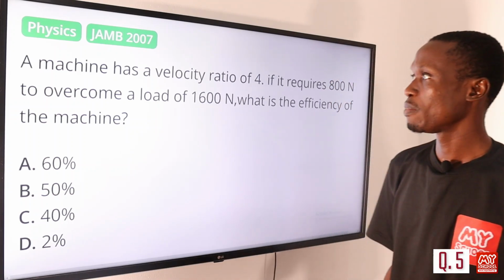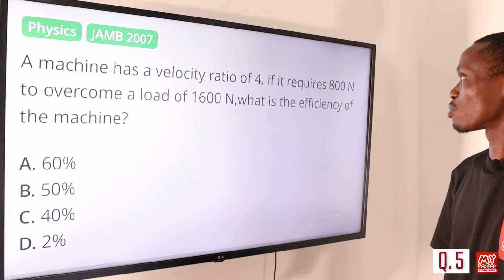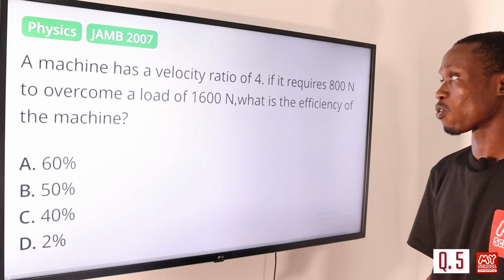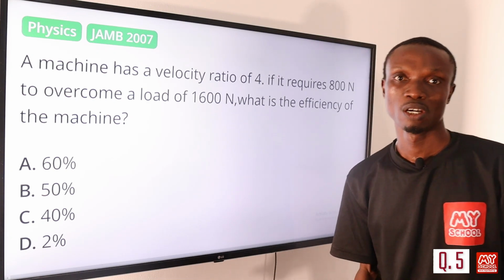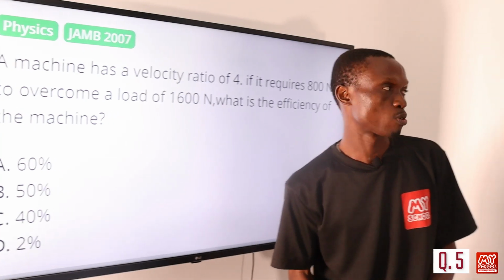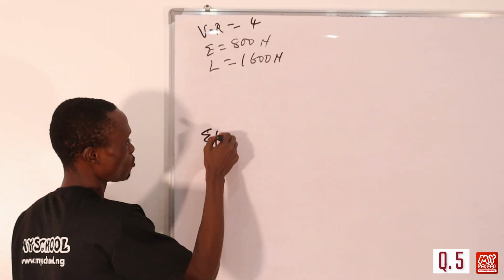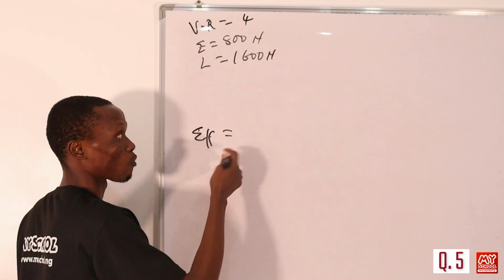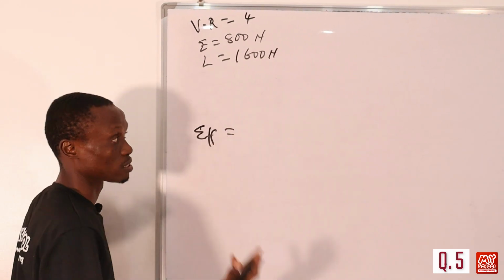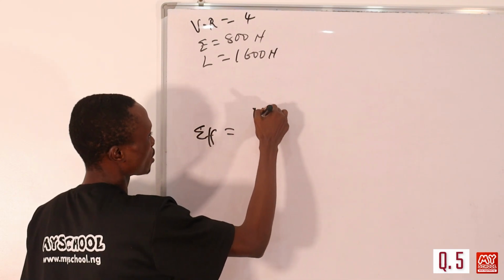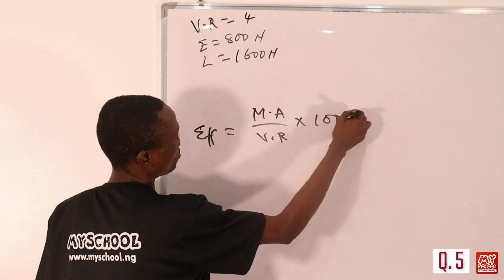Question 5. A machine has a velocity ratio of 4. If it requires 800 Newton to overcome a load of 1,600 Newton, what is the efficiency of the machine? So let's move over to the board to provide the answer to this question. Now remember that the efficiency of a machine is calculated by using the formula. Of course, this is one of the formulas, so this also depends on the parameter that is given to you. It's given as mechanical advantage all over velocity ratio times 100%.